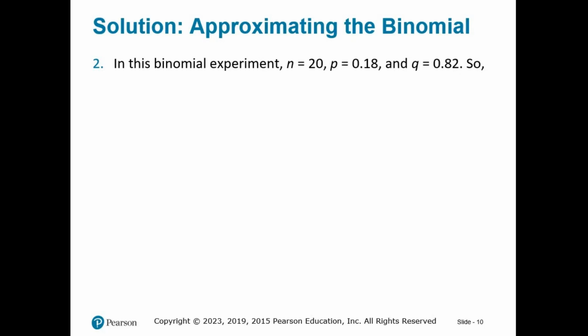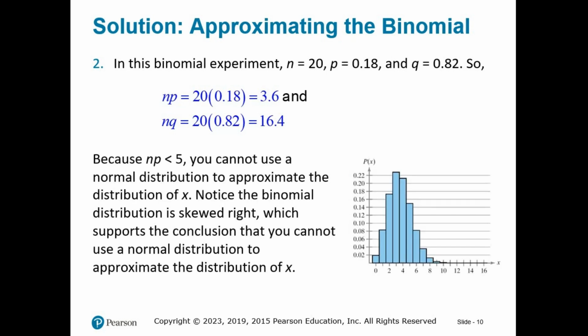So we perform our products of n times p and n times q. For the first one, we get 3.6, and the second, we get 16.4. Okay, we have a problem here. Because n times p is less than 5, we can't use the normal distribution to approximate the distribution of x, and the graph supports this conclusion.